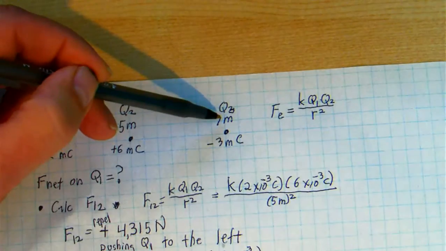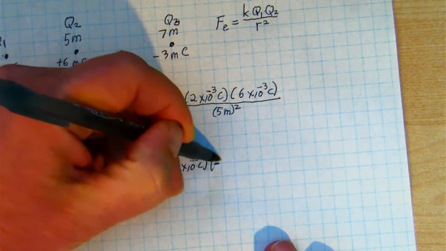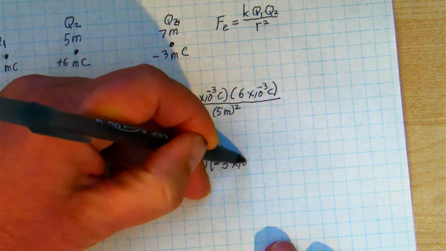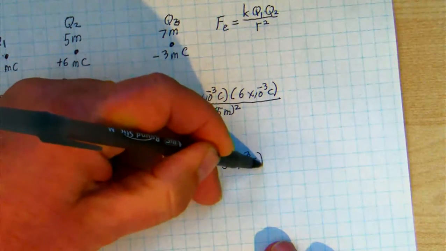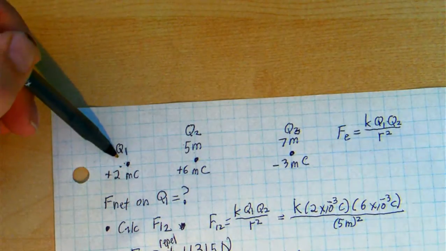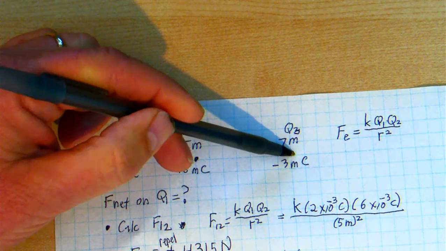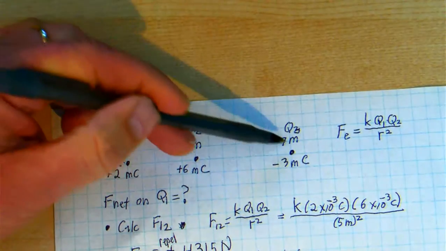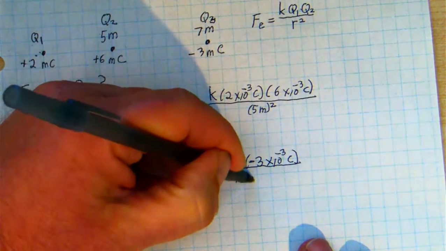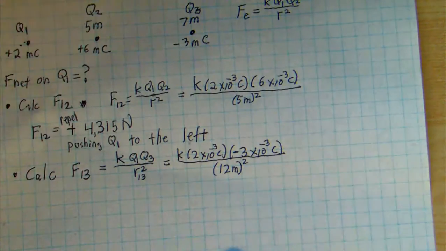The charge on Q3 is negative 3 millicoulombs. So times negative 3 times 10 to the negative 3 coulombs divided by the distance from Q1 to Q3, which is 5 meters plus 7 meters is 12 meters. And I'm going to square that distance.